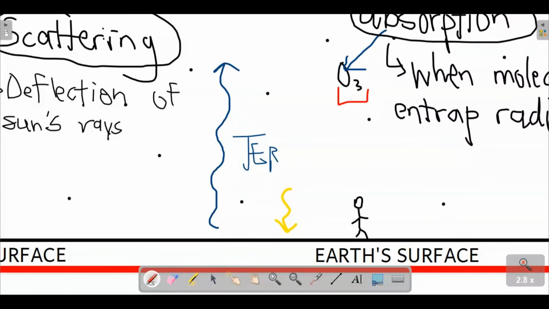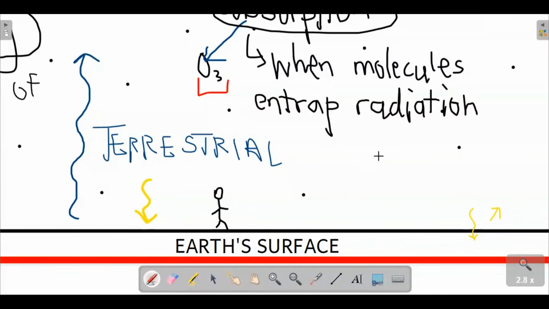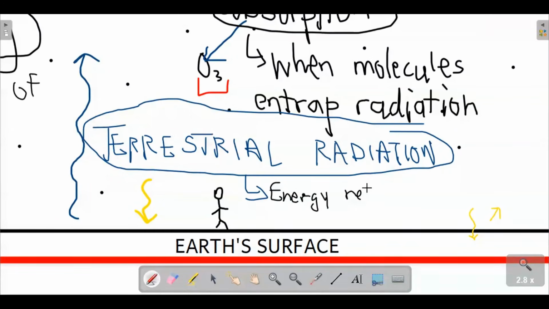So when they talk about short wave radiation, they are referring to solar radiation, the sun's energy. But when they talk about long wave radiation, then we are talking about terrestrial radiation, the energy that is released from Earth or by Earth. This is energy released by Earth.